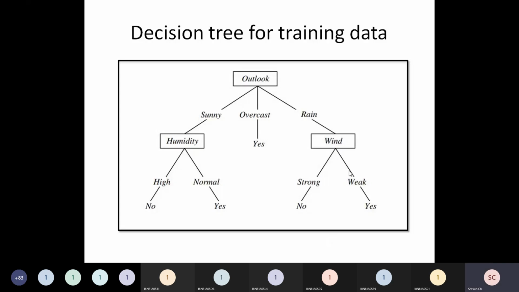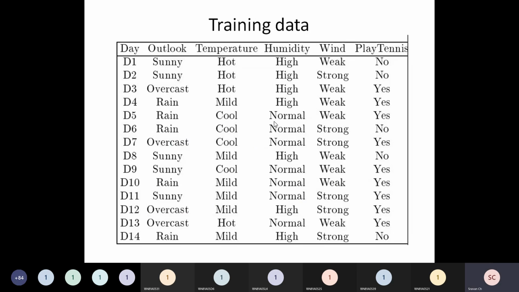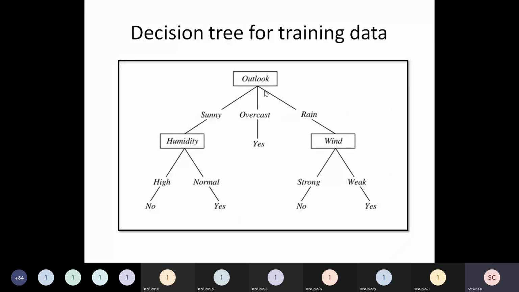The root node is outlook, my left child is humidity, the right one is wind, and overcast is a leaf node that shows you the decision. Overcast is yes. We will try to understand this decision tree concept. First of all, we should know why I have taken outlook as the root node, right? See here, we have 4 parameters, my dear friends: outlook, temperature, humidity, and wind. In the decision tree, outlook became the root node. Why did outlook become the root node? There should be some reason, some logic behind it.